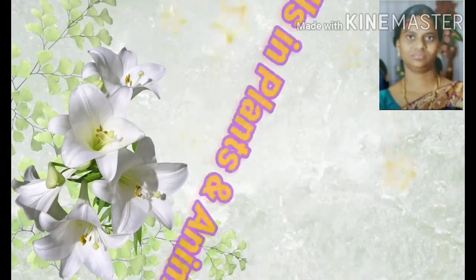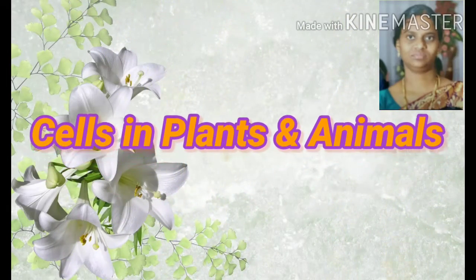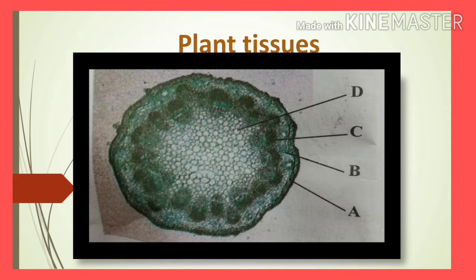Today we are going to learn about cells in plants and animals. So in this chapter we will see about different types of cells. So we are going to learn about different plant tissues. So here you can see this is a diagram of a dicot stem. So what are the different plant tissues present here?